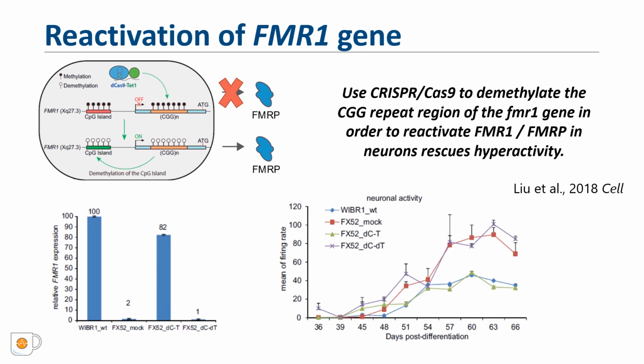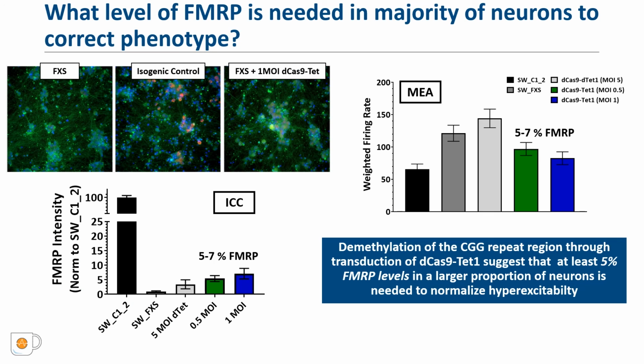The MEA data shows that over time, the increased spontaneous activity seen in the Fragile X neurons, shown as the red line, as compared to the control neurons depicted as the blue line, can be rescued following near full restoration of FMR1 levels. In follow-up experiments, we transduced post-differentiated Fragile X neurons with the same dCas9 TET1 construct to determine if low levels of FMRP expression in a large portion of neurons could also normalize the increased spontaneous activity.